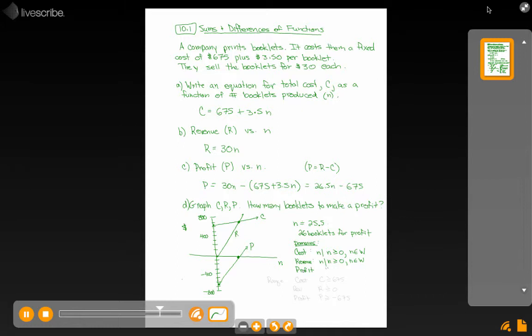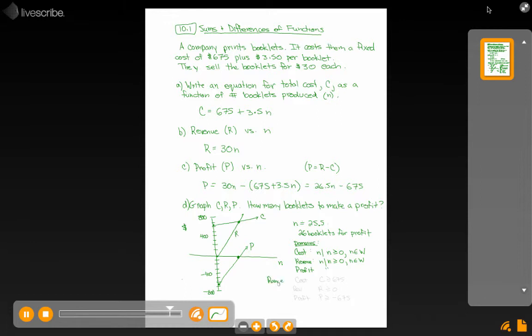The range would be a little bit different if you looked at them. For cost, it would have to be higher than $675. You can't pay less than that, because as soon as you start saying you want to produce booklets, that's what you pay. Revenue, on the other hand, just has to be greater than 0, or greater than or equal to 0, I suppose. If you don't sell any, you don't make any. And profit could be as low as negative 675. So just looking at the graphs as we have them drawn here, the range of those three graphs is what they look like they would be.